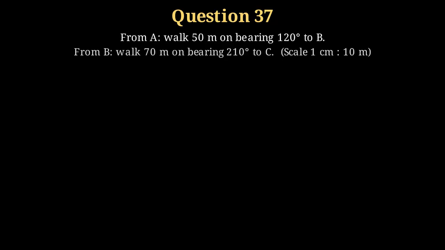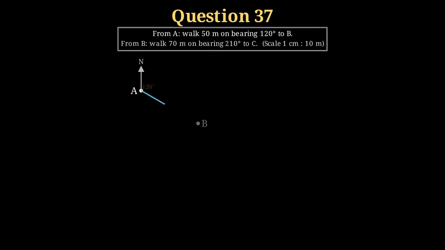Draw a north line at A, then the first leg to B on bearing 120. At B, draw another north line, then the second leg on bearing 210 to reach C. Now join A to C. Measuring this line and its bearing gives our answers.